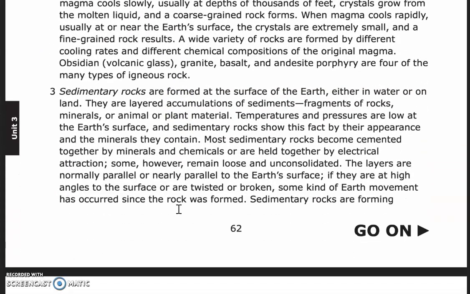Sedimentary rocks are formed at the surface of the earth, either in water or on land. They are layered accumulations of sediments, fragments of rocks, minerals, or animal or plant material. Temperatures and pressures are low at the earth's surface, and sedimentary rocks show this fact by their appearance and the minerals they contain. Most sedimentary rocks become cemented together by minerals and chemicals or are held together by electrical attraction. Some, however, remain loose and unconsolidated.